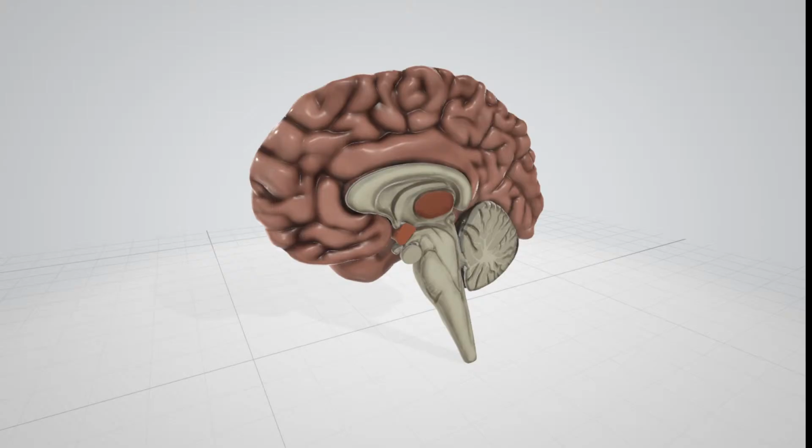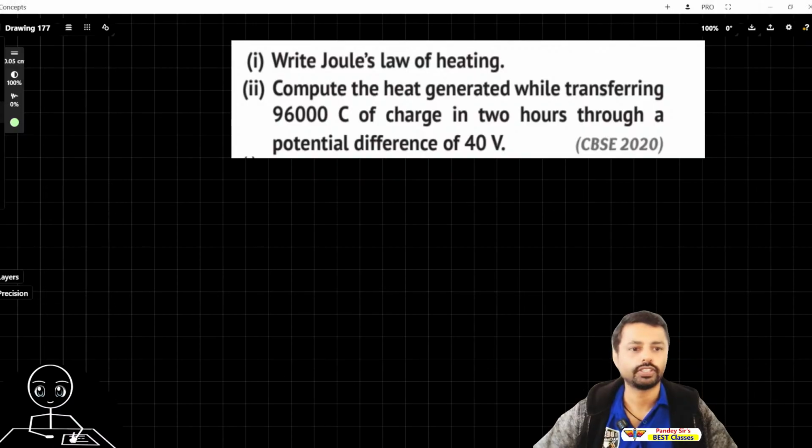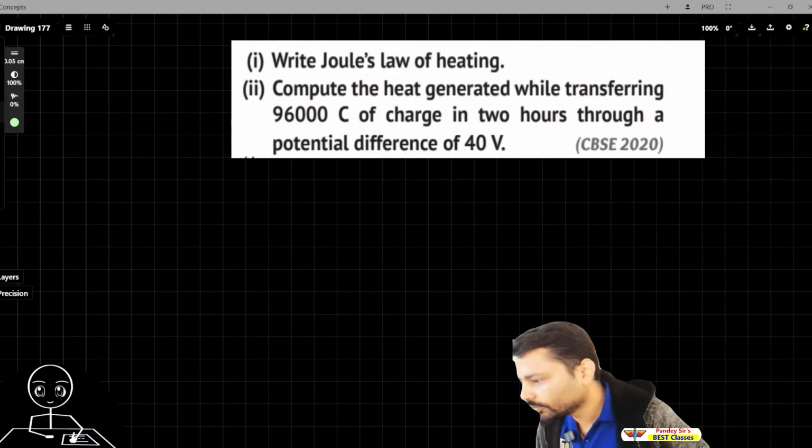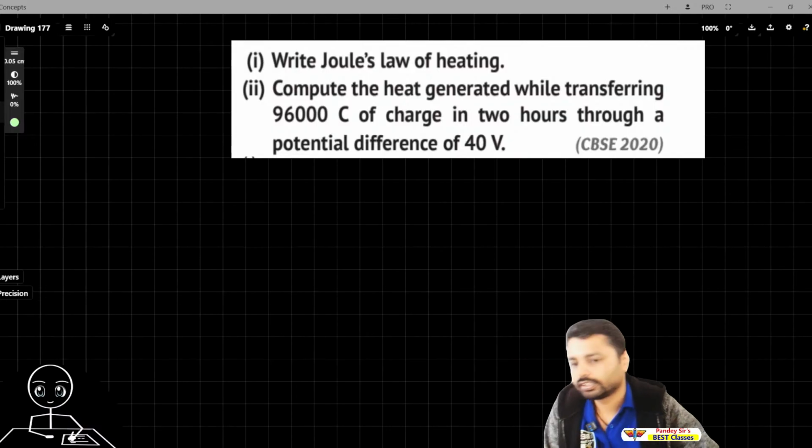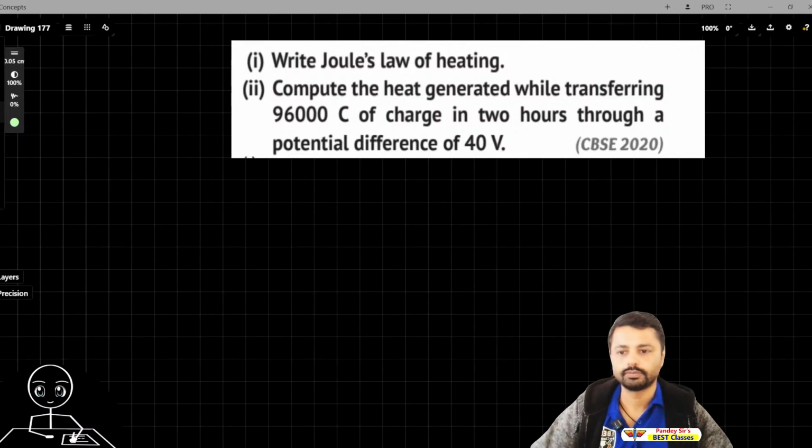Now let's go back to the earlier question and see how to solve it. Write Joule's law of heating and compute the heat generated while transferring 96,000 coulomb of charge in 2 hours through a potential difference. Joule's law of heating describes the production of heat when an electric current flows. Nice, very good. And how will the solution be?